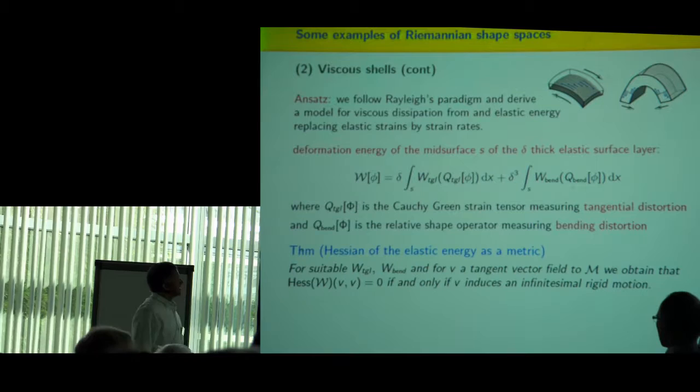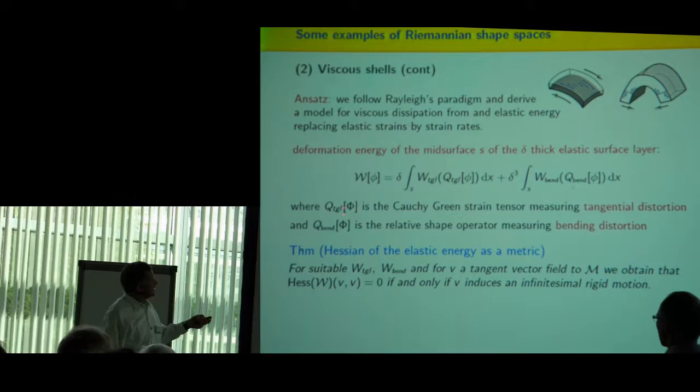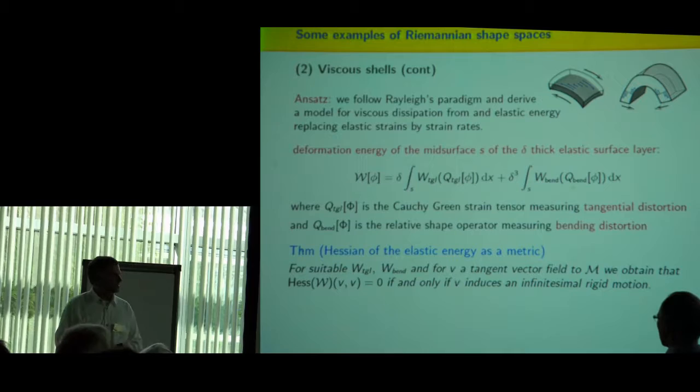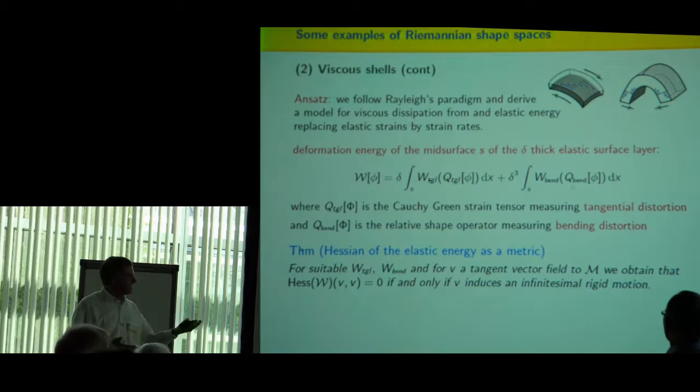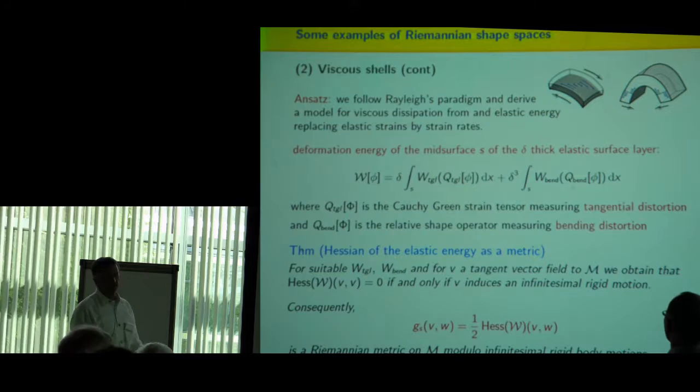And then this is a very nice result by Bendit and Max. The question of this elastic energy, if these two ingredients, W tangential and W bend, are nicely chosen, has the nice property that the Hessian only vanishes if the motion field is an infinitesimal rigid body motion, which we are not interested in. So that means this Hessian of this energy is a valid candidate for a metric on the space of viscous shells. And that's what we use. Scaled by 1/2 for normalization purposes.